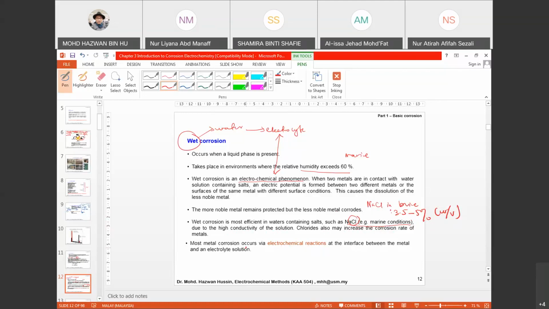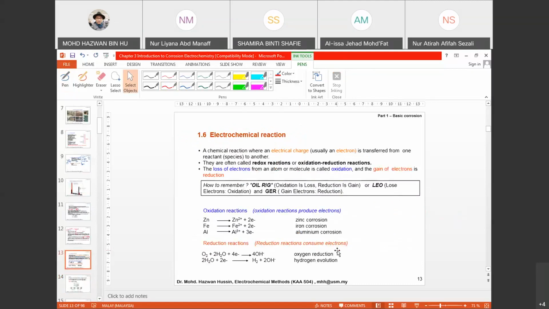Most metal corrosion occurs via electrochemical reaction at the interface between metal and electrolyte solution. And when we talk about corrosion, we cannot run away from electrochemical reaction and also the redox process. So remember why corrosion is known as a redox process, because it involves oxidation and also reduction.